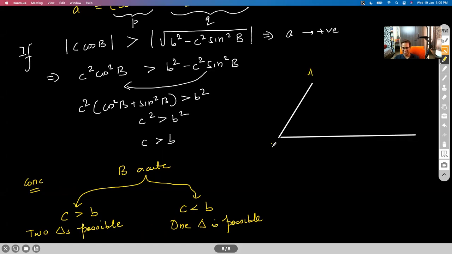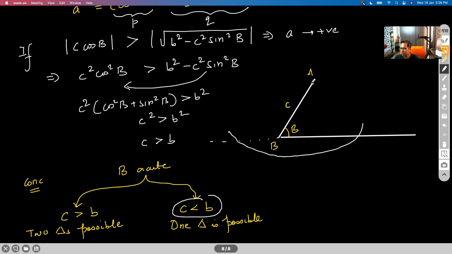This was, let's say, your side length C. C was given to you. This angle was given to you. Now, what you did on a compass, you took B length. And now see here, if your B is more than C, then what will happen? When you run that arc, that arc will cut something like this. It will cut on this side also. Yes or no?